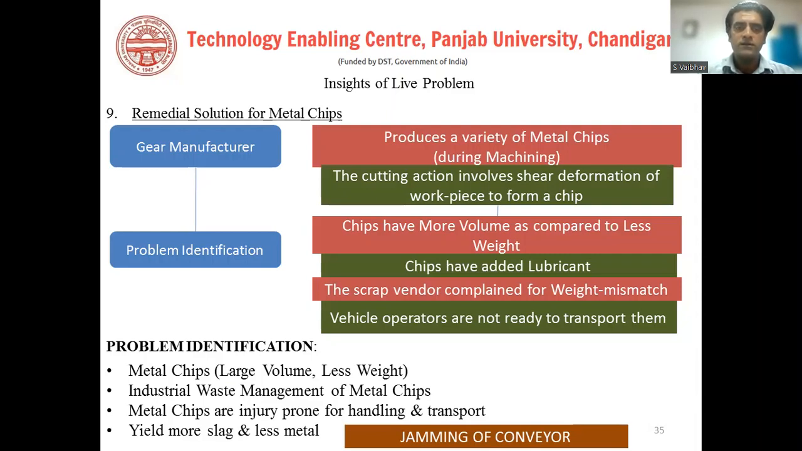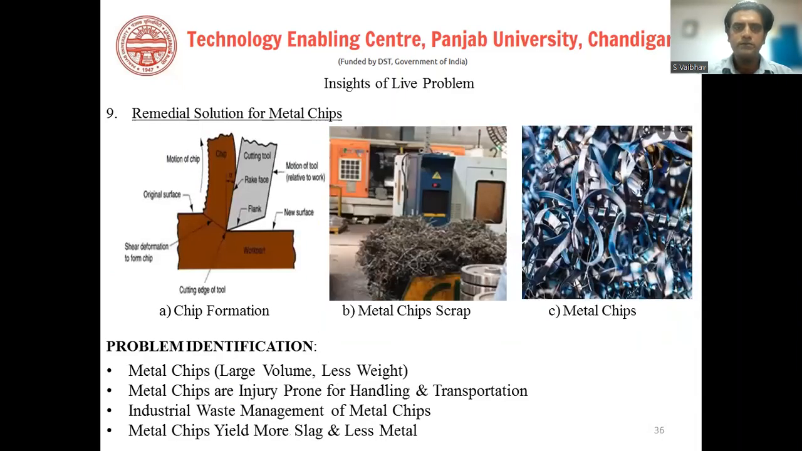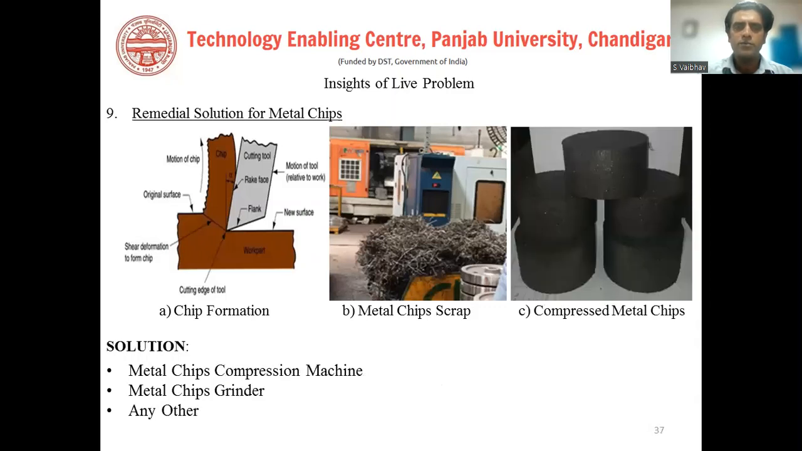Further, these metal chips yield more slag and less metal, and they are also a major source of jamming of conveyors. So these are images that deal with the metal chips scrap. And the proposed solution could be seen in terms of a metal chip compression machine or a metal chips grinder or any other proposed solution from the experts.